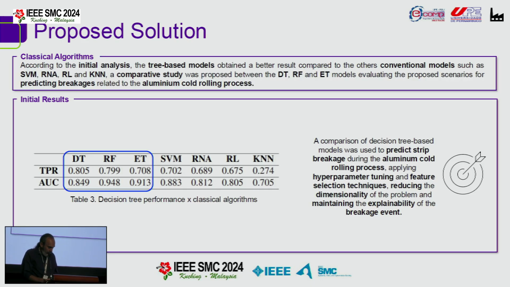Okay, I missed something here. In Table 3, we can see the better performance of tree-based models. A comparison of decision tree-based models was used to predict strip breakage during the aluminum cold rolling process, applying hyperparameter tuning and feature selection techniques, reducing the dimensionality of the problem and maintaining the explainability of the breakage event.